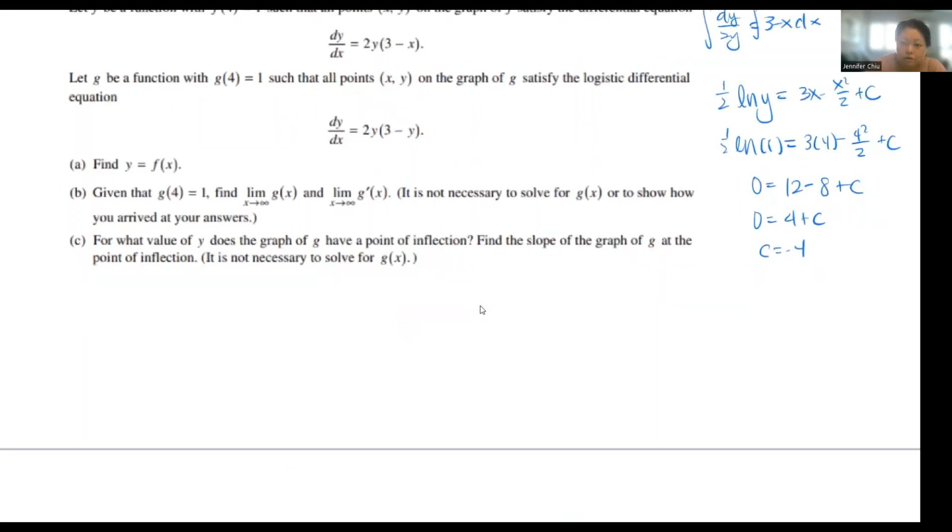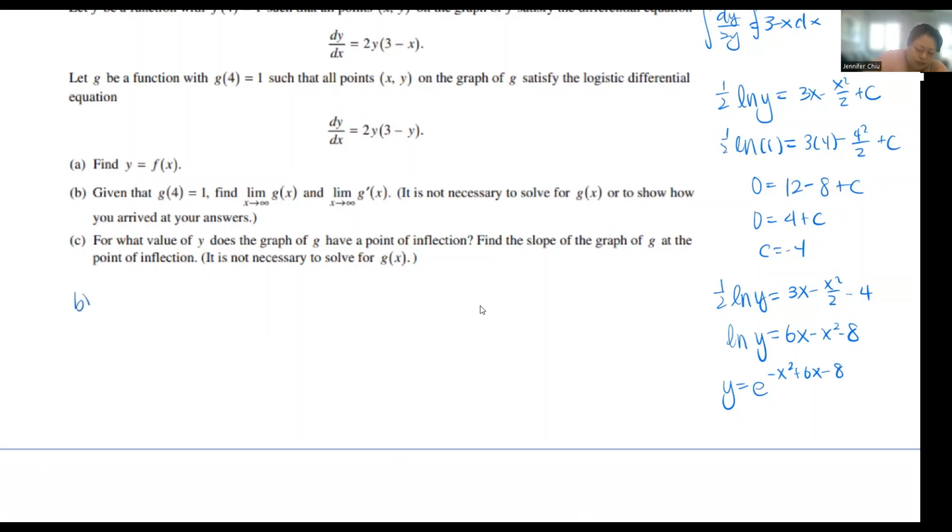Then you go back to your original equation. You have 1/2 ln y = 3x - x²/2 - 4. Multiply both sides by 2 to get rid of the 1/2. Natural log of y equals 6x - x² - 8. And then lastly, take e to both sides. So your function is y = e^(-x² + 6x - 8). I typically like to rewrite it in standard form so I don't lose any of my terms. All right, nice and easy.